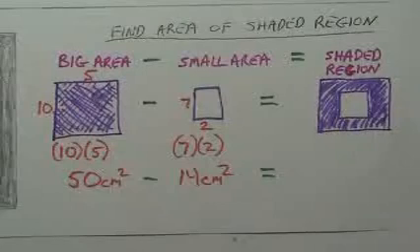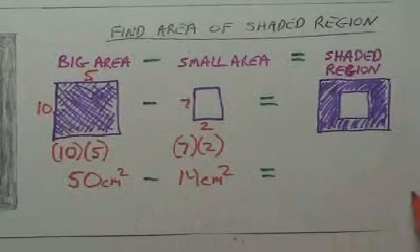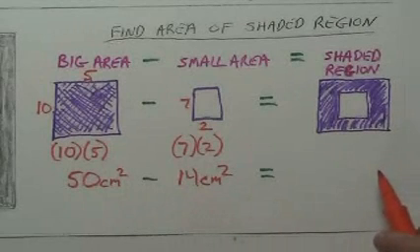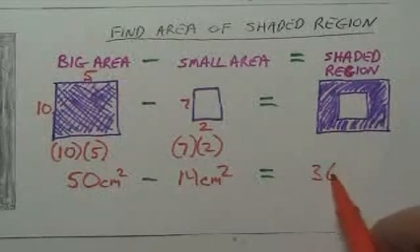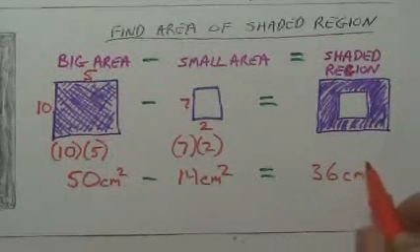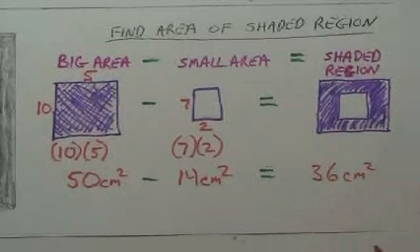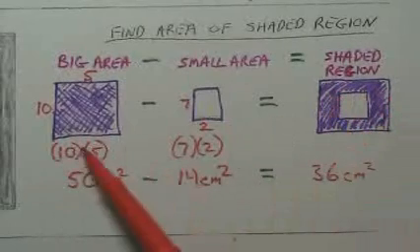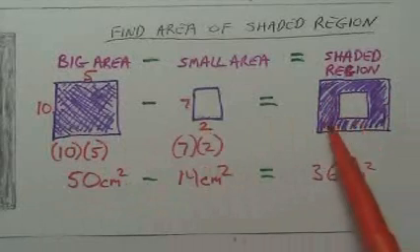And if I do that, 50 minus 14 is how much? Should be 36. That's 36 centimeters squared. Okay, and that's the shaded region. So the big minus the small gives you the shaded region.